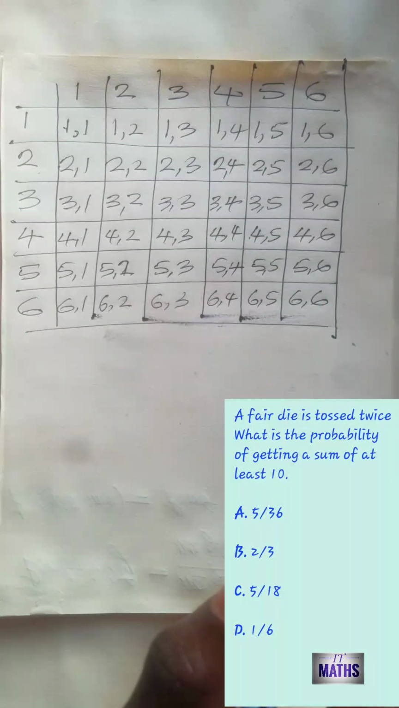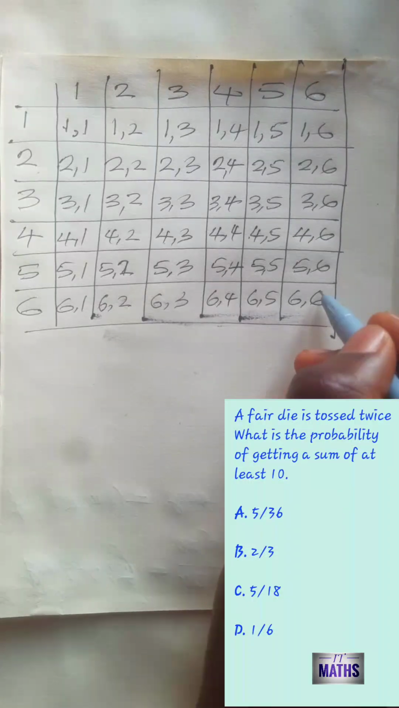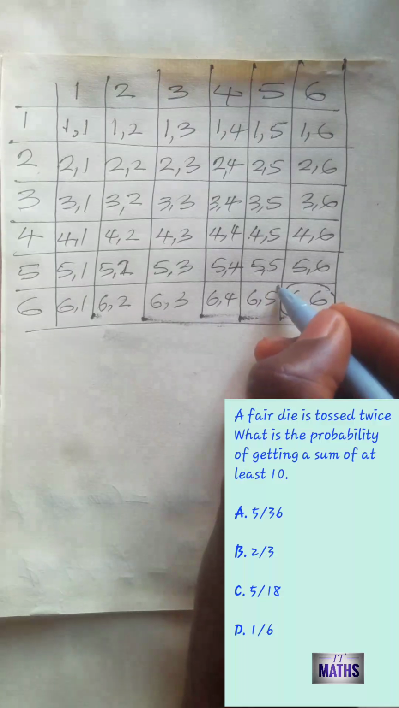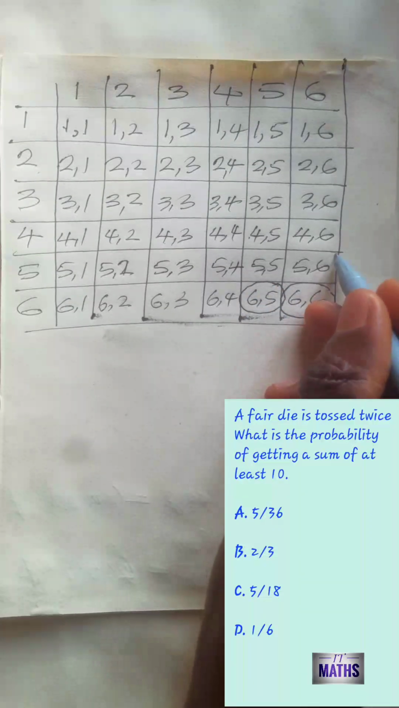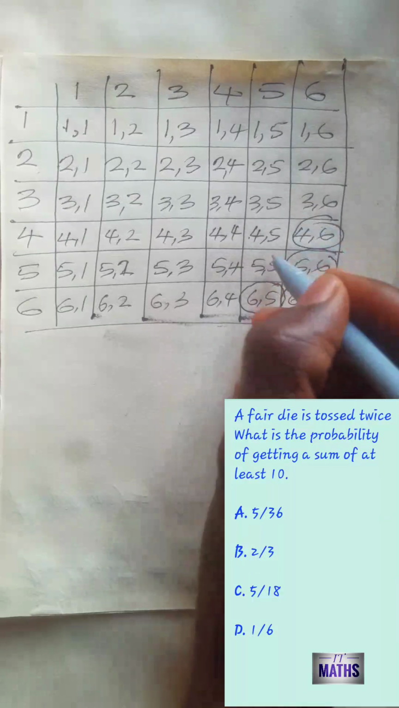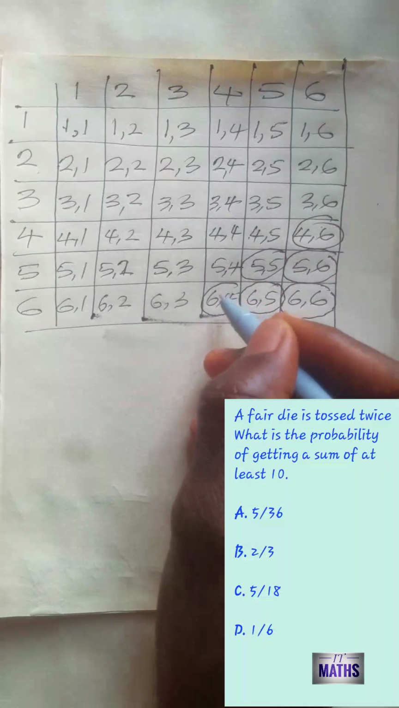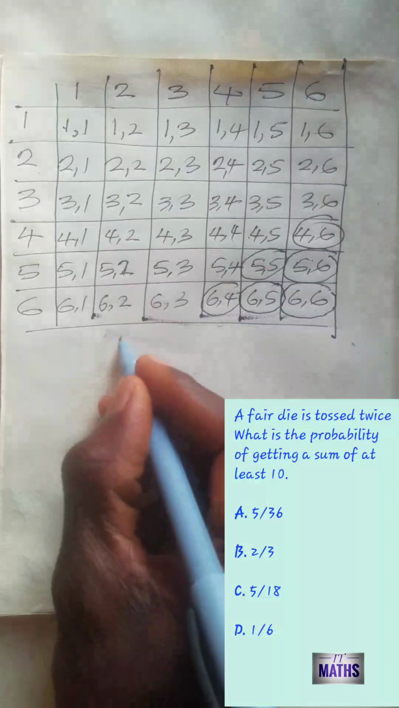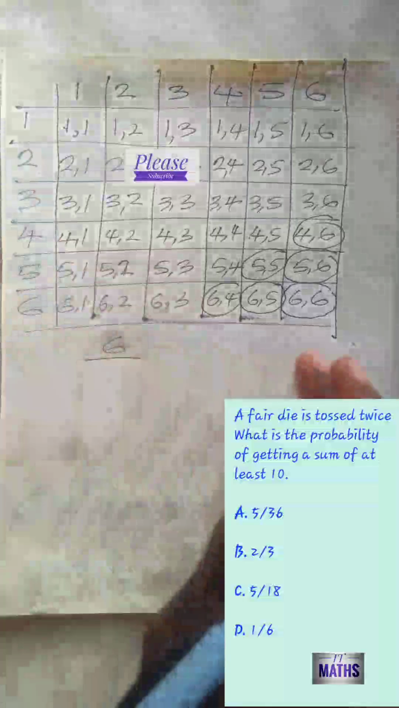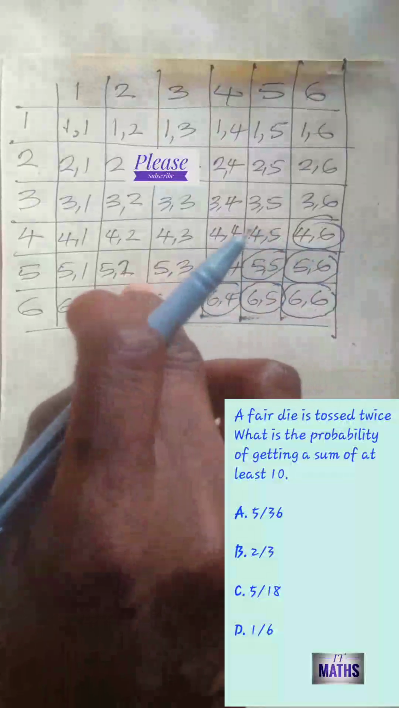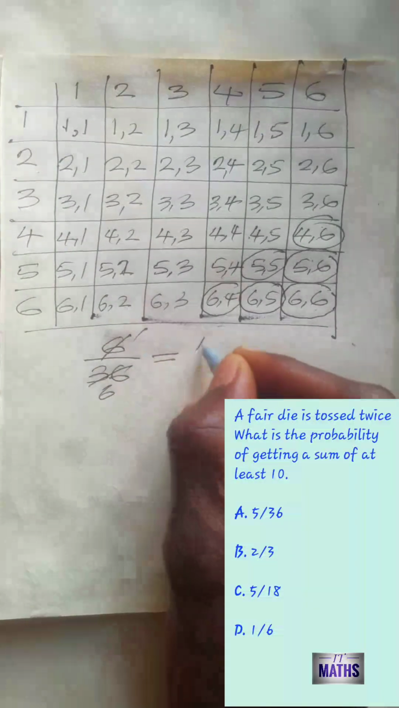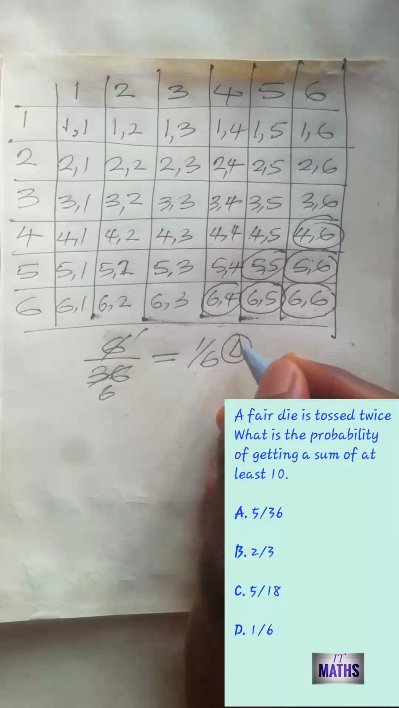Now what are the possible ways of having at least a 10? At least a 10 means anything 10 upward. So this is 12, right? A sum of 6 and 6 is 12. Look at this. This is 11, right? This is 10, this is 10, and this is 10. This is 9, 9, 9, 9. So how many are there? 1, 2, 3, 4, 5, 6. 6 of them. Out of how many possible ways? 36. And what's the answer? 6 divided by 6 is 1, 36 divided by 6 is 6, and that is 1 over 6. Still D, as we got before.